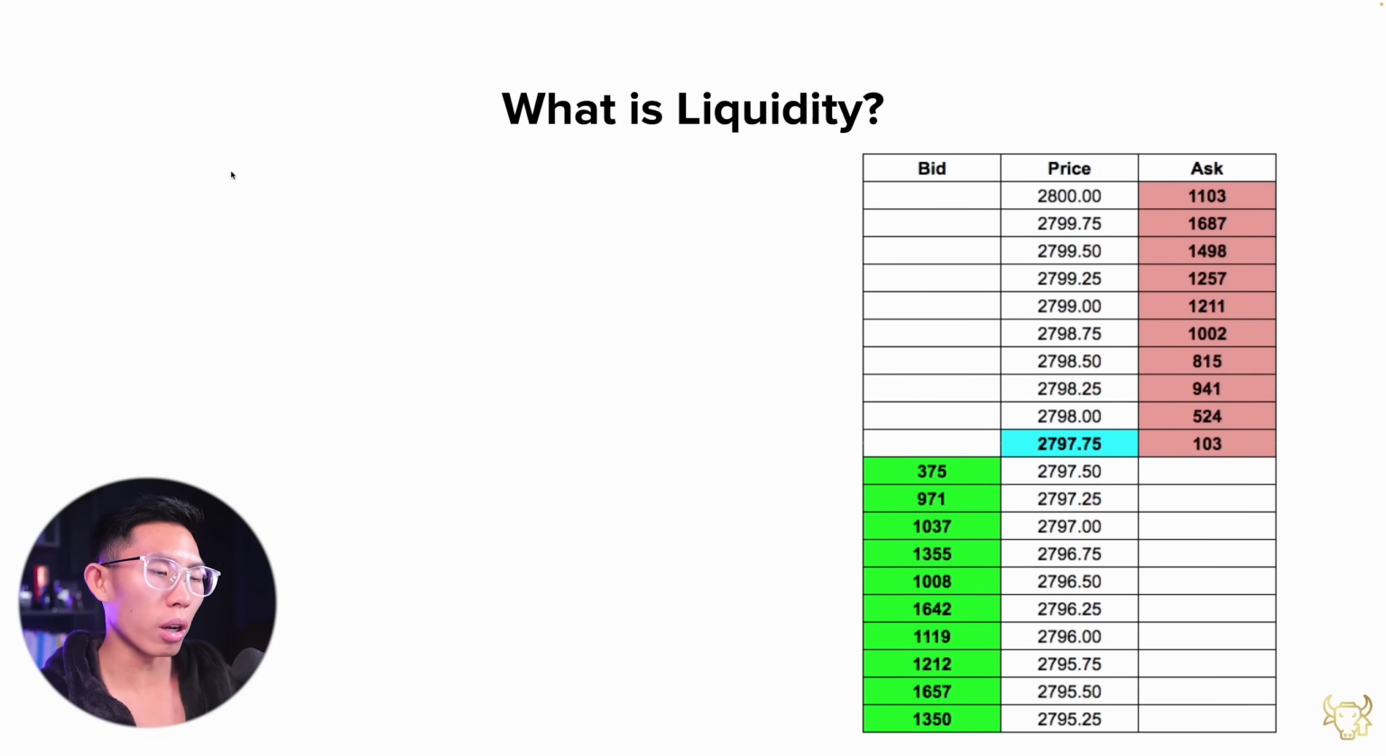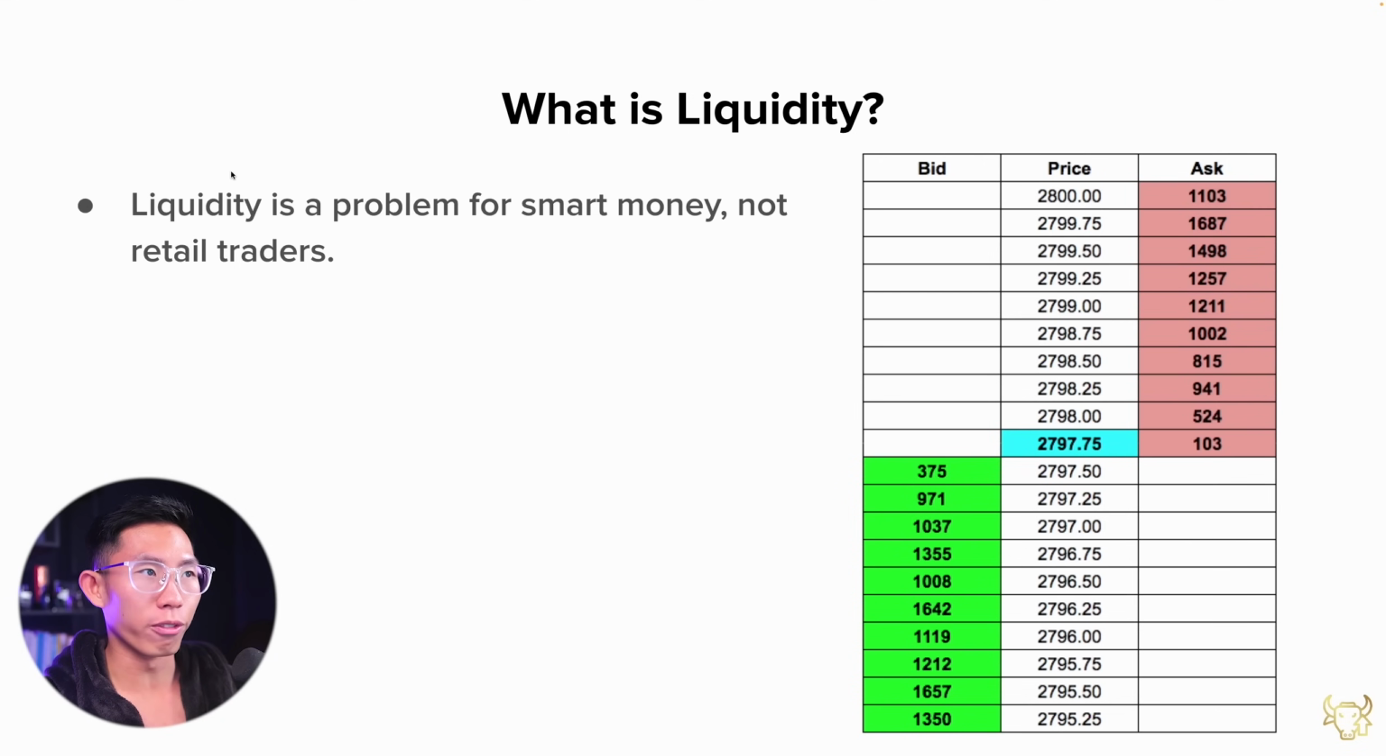Now, liquidity is not a problem for retail traders like us because we are not trading with a large sum of money. However, it is a problem for the big financial institutions because they are trading with millions and millions of dollars, which means if they want to buy EUR/USD with $1 million, they need to look for someone who is willing to sell $1 million worth of EUR/USD to them, which is extremely rare.